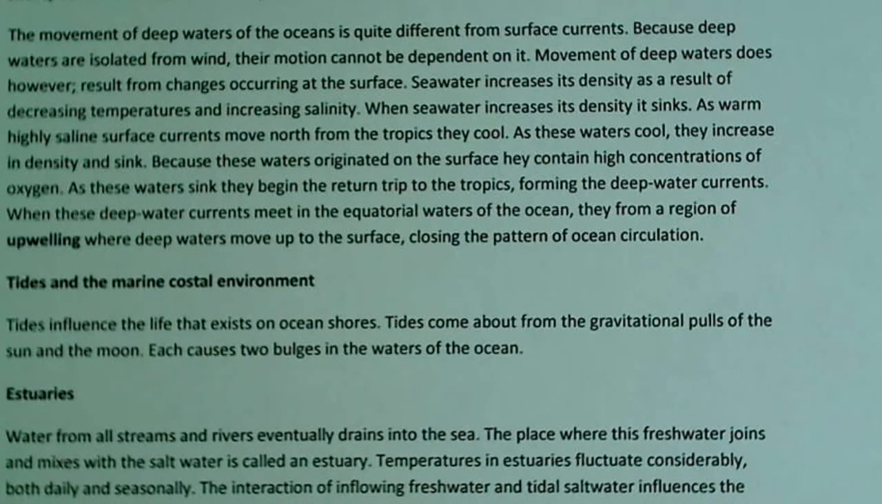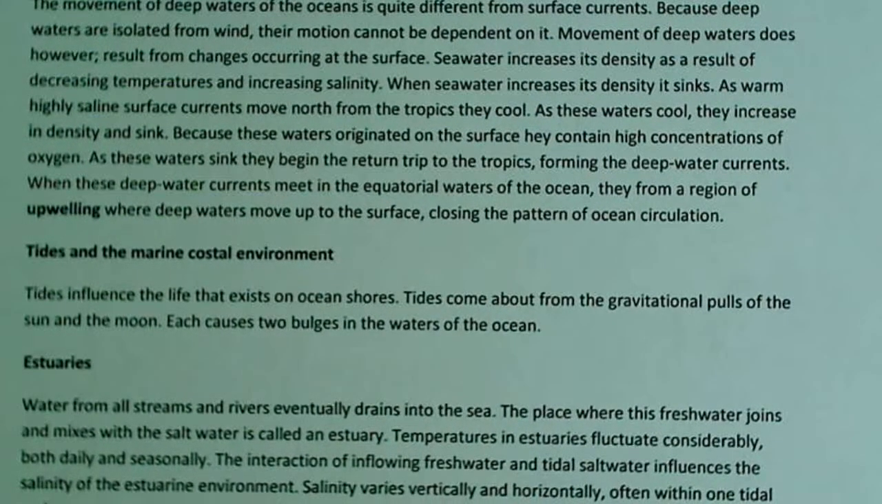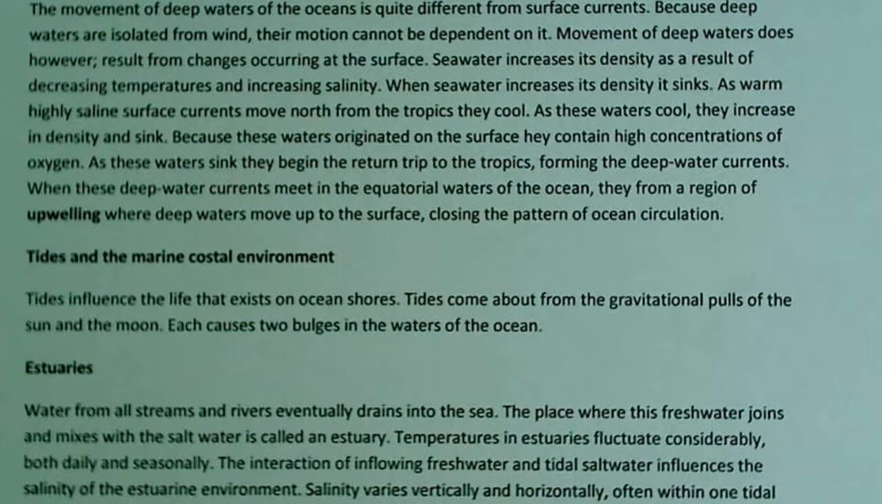And tides in marine coastal environments. So tides influence the life that exists on the ocean shores. And tides come about from the gravitational pulls of the sun and the moon. And each causes two bulges in the waters of the ocean.